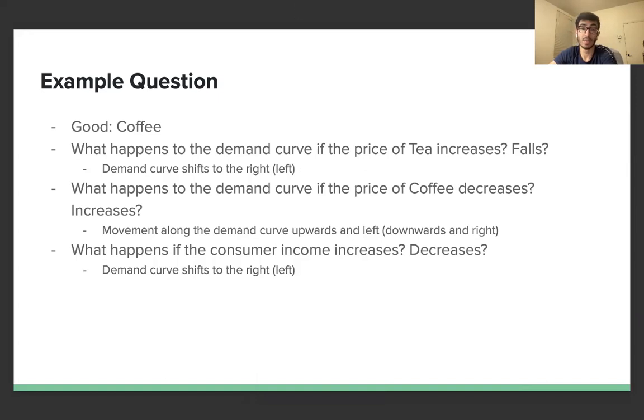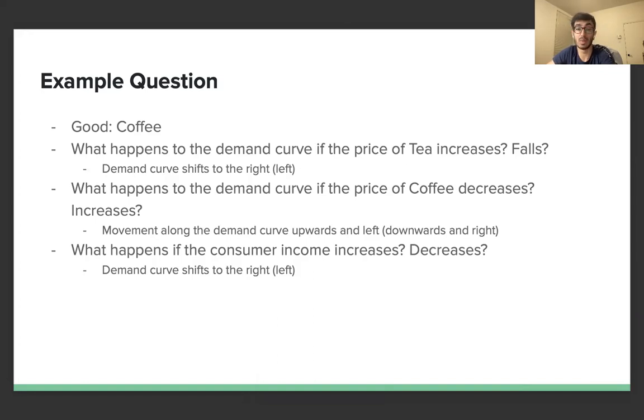So in the first case, when the price of tea increases, that means coffee becomes relatively cheaper than tea. So people who were consuming tea might now shift to consuming coffee. So that increases the demand for coffee. And since it's a factor other than the price of coffee, the demand curve shifts to the right. And similarly, when the price of tea falls, the demand curve shifts to the left.